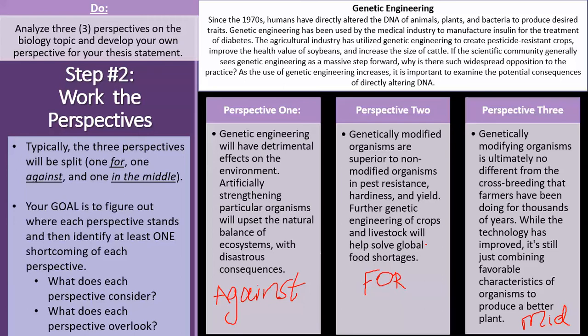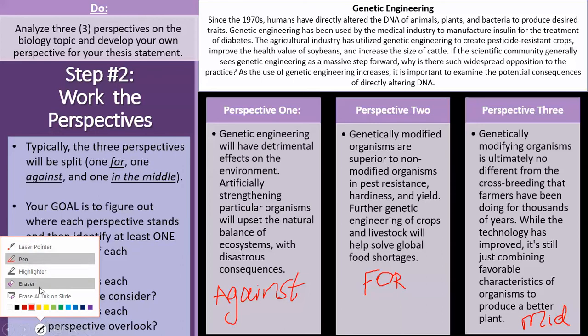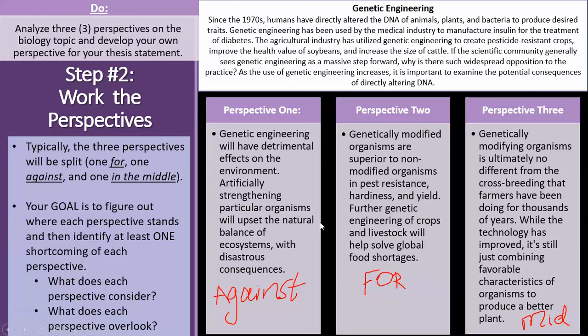When you're looking at these, I can already tell some shortcomings. Like, for example, let me put my pointer back so I'm not writing. Okay, so for example, perspective 2, this one's only talking about agriculture. This one doesn't talk about genetically modified organisms outside of the agricultural industry.